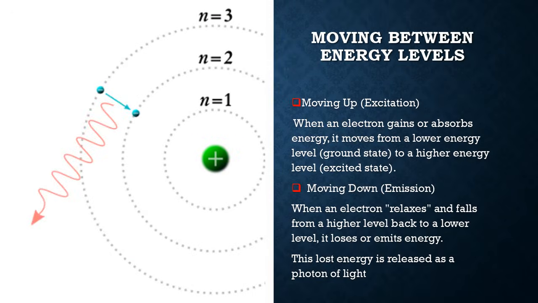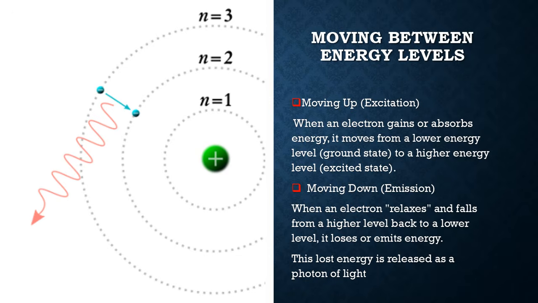Movement of the electron. The electron moving between energy levels undergoes two movements, moving up and moving down. When they move up, we say excitation, and there is absorption. When they move down, we say de-excitation, and at that point there's emission. Let's take note of that.